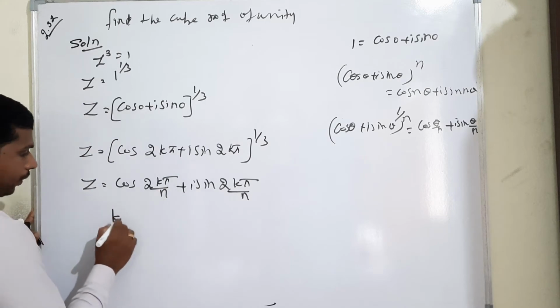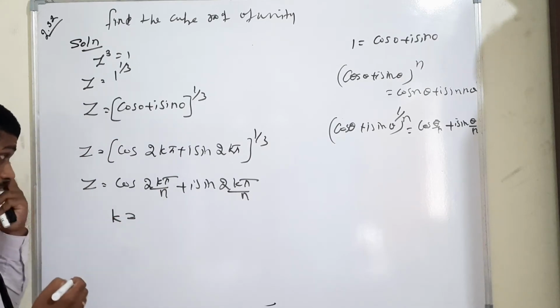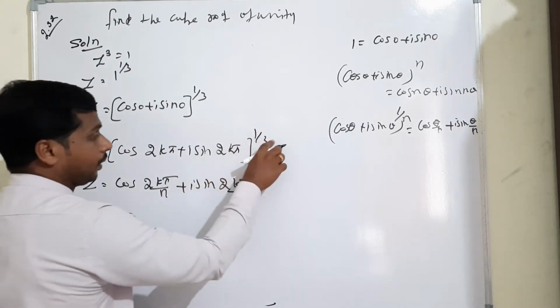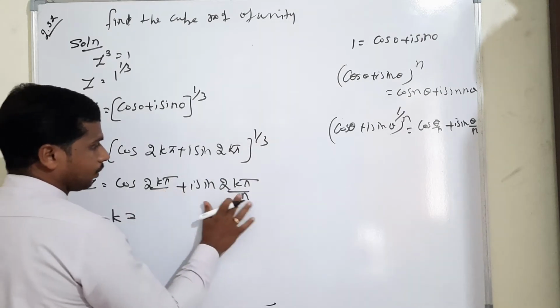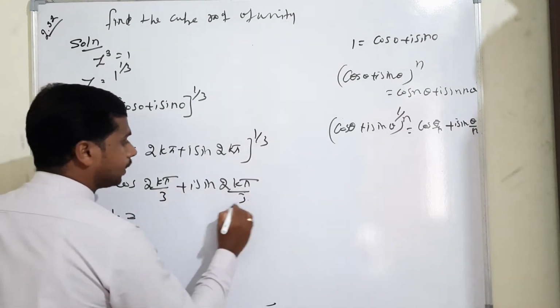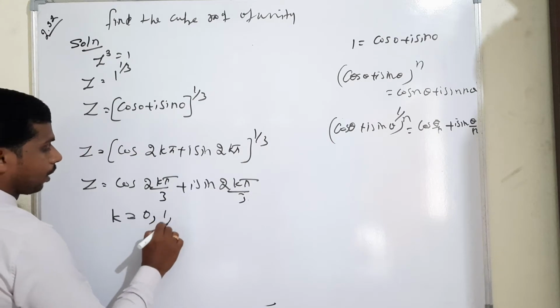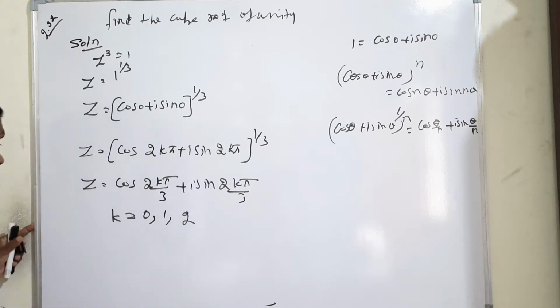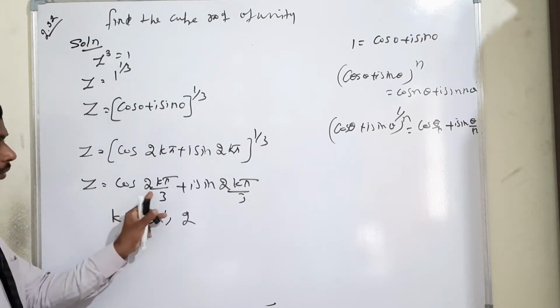What is the value of k? Instead of n, the given value is 3, so we can write it directly. Therefore, k is equal to 0, 1, 2. Then each and every time we have to apply it.